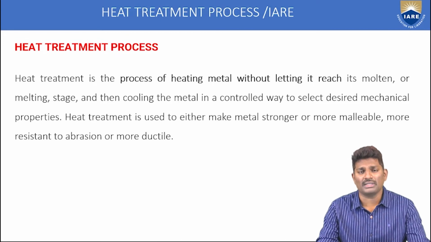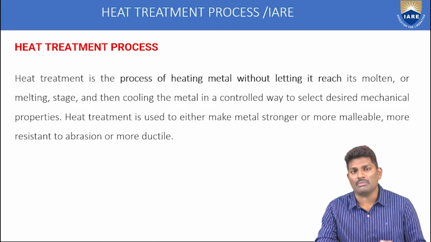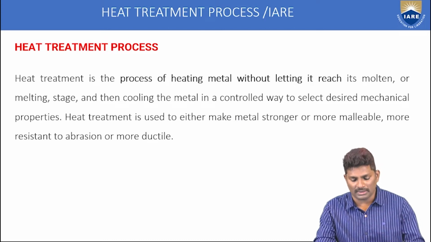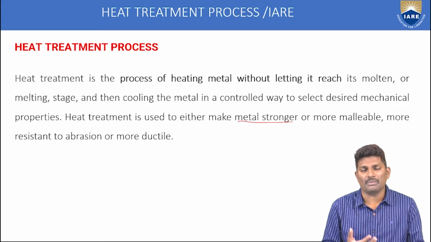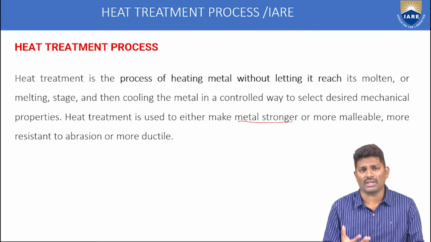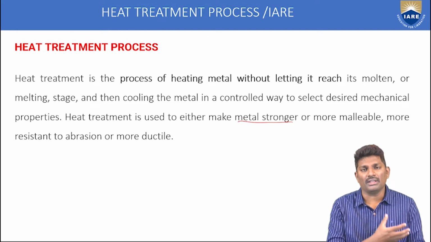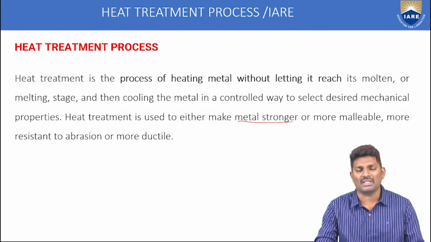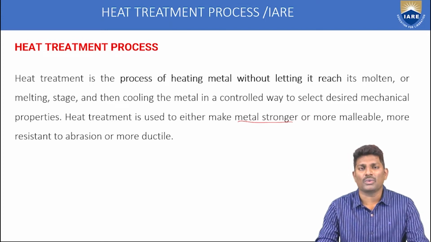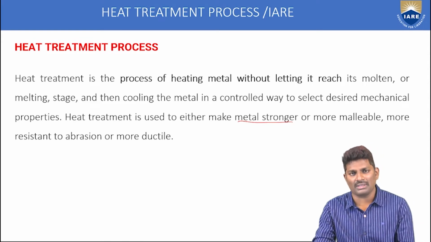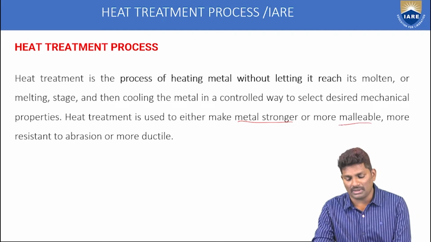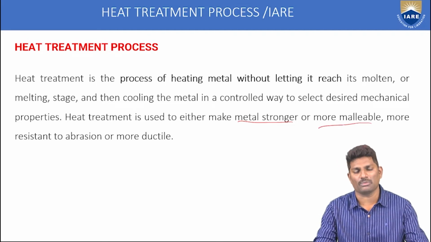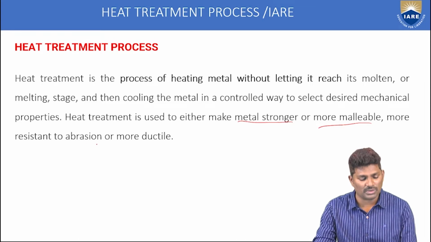Because of cooling slowly, in a controlled manner, we get the metal very, very strong. If you see here, the metal is getting very strong. When you compare the raw material with the heat-treated material, there is a large difference in the strength of the material. Since we are doing the cooling in a progressive manner, first we get high strength in the metal. Also it is very malleable, so you can do any type of manufacturing process, and it is also resistant to abrasion.